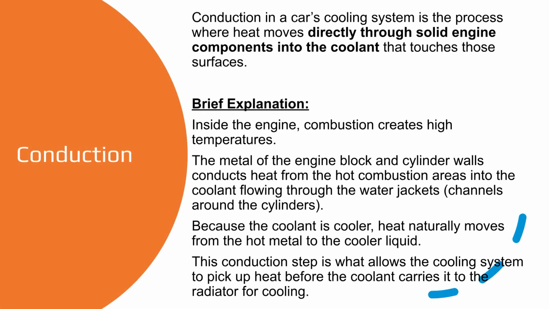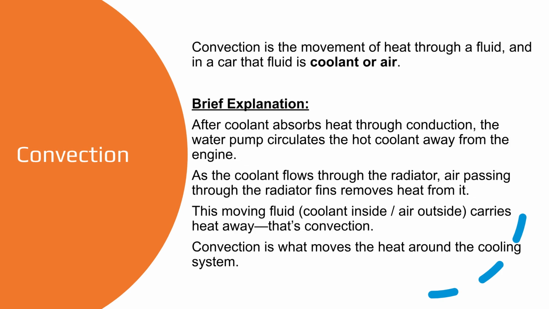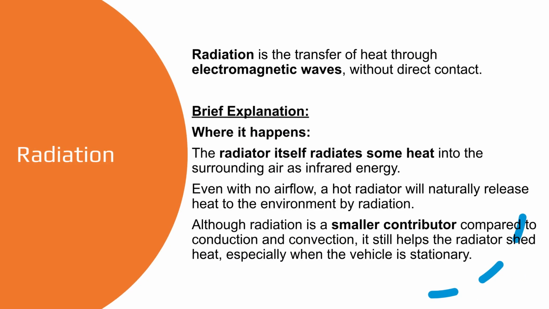To understand cooling, we must look at the three basic principles of heat transfer: conduction, convection, and radiation. Conduction is the transfer of heat directly through solid engine components into the coolant touching them, allowing the system to absorb heat. Convection involves moving heat through a fluid. In a car, this is the coolant or air, which carries heat away from the engine. Radiation is the transfer of heat via electromagnetic waves. While a smaller contributor, it helps the radiator shed heat, especially when the vehicle is stationary.